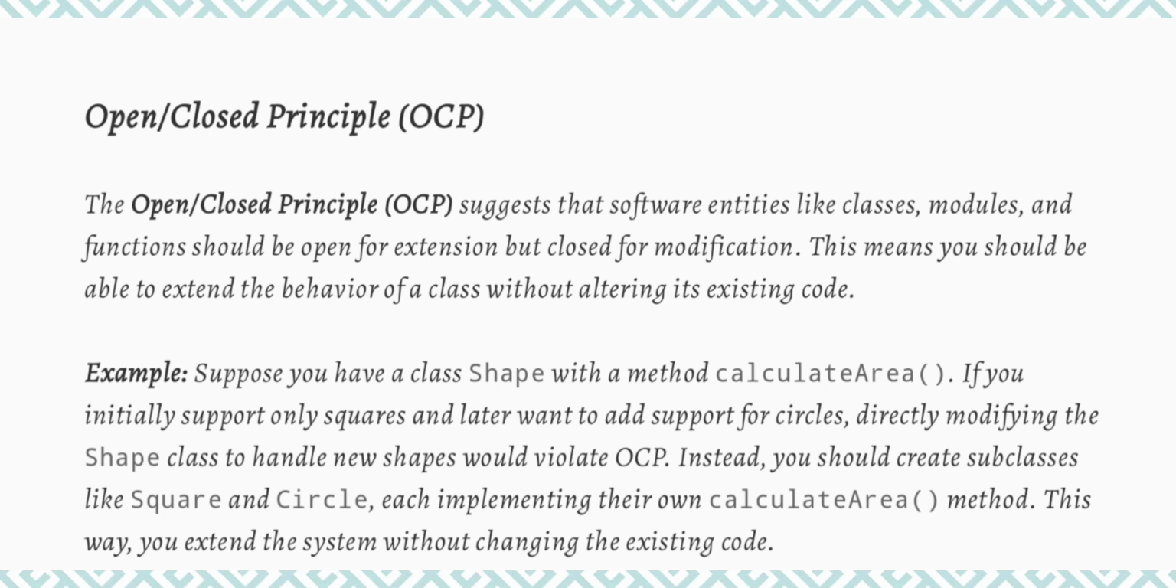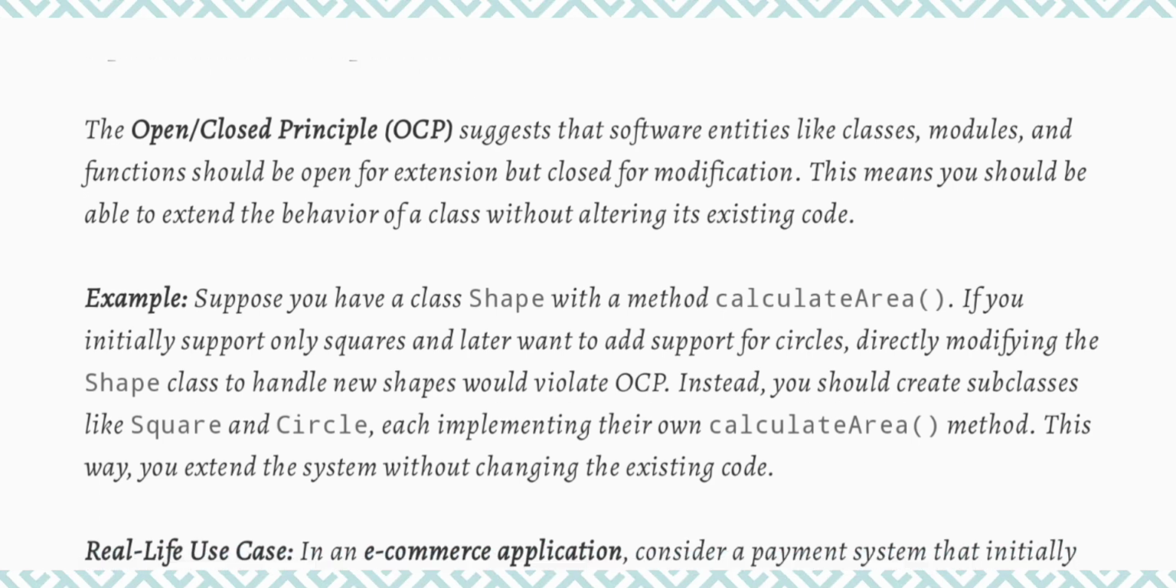Open-Closed Principle, OCP. The Open-Closed Principle, OCP, suggests that software entities like classes, modules, and functions should be open for extension but closed for modification. This means you should be able to extend the behavior of a class without altering its existing code.